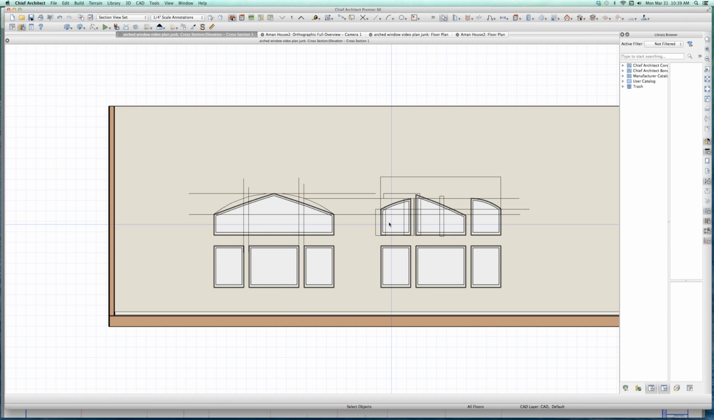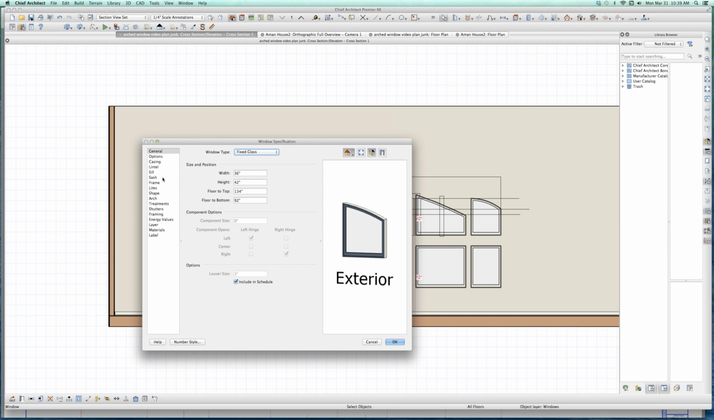That's it. The key is defining these windows as double arches. Double arch gives you the radius, which gives you a lot of control.